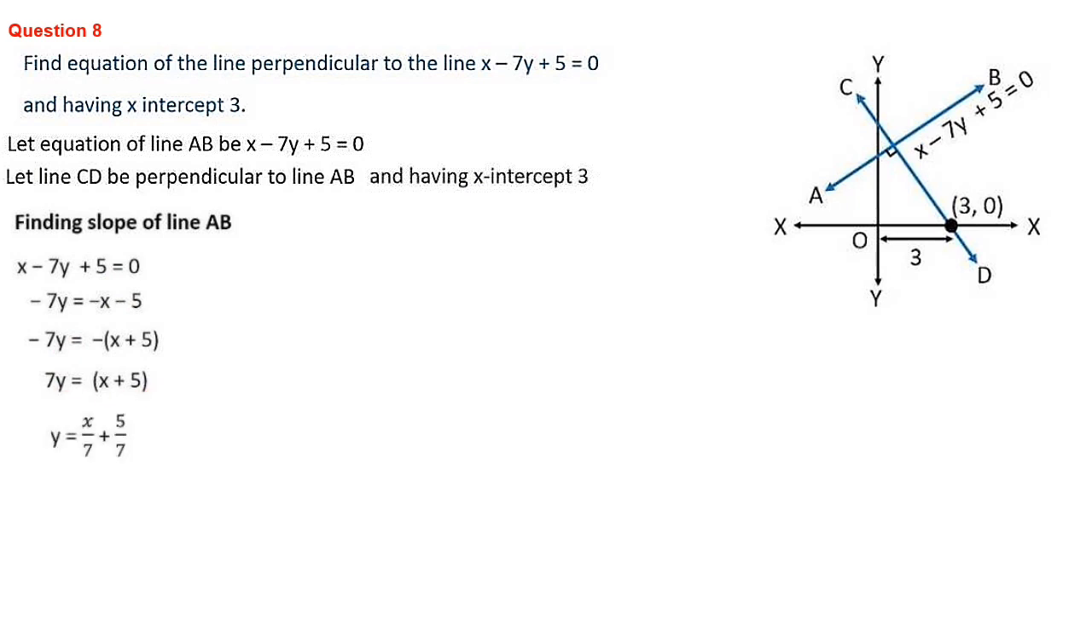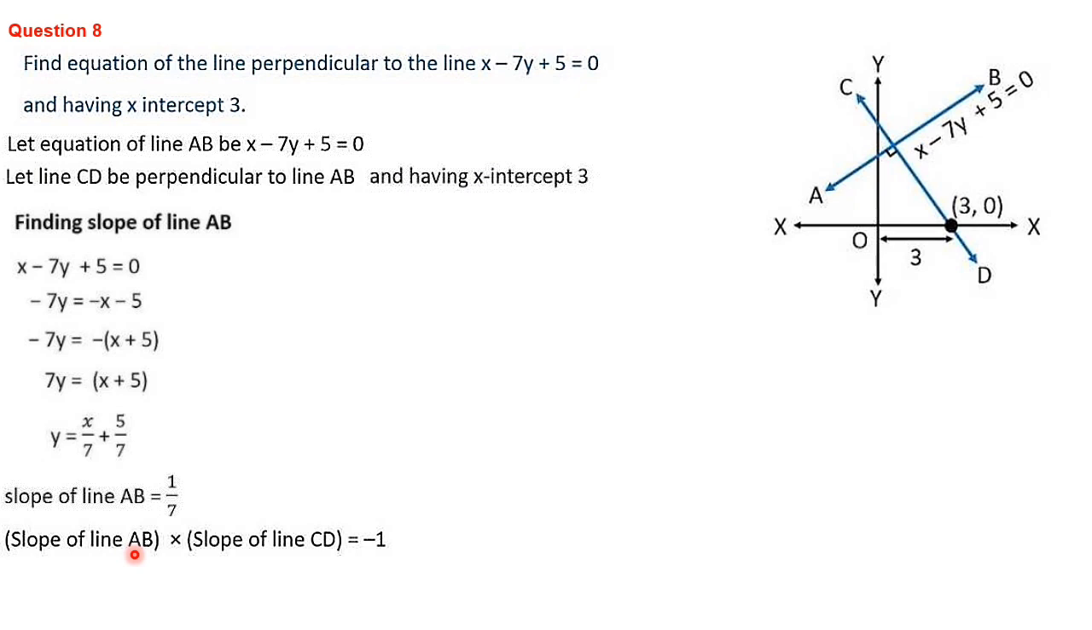7y is equal to x plus 5. Then y is equal to, because we want y is equal to mx plus c, just divide by 7 on the right side, that is x by 7 plus 5 by 7. Slope of the line AB, that is in mx plus c, the coefficient of x is here 1 by 7. The slope of line AB is 1 by 7.